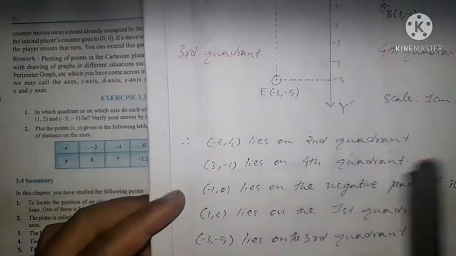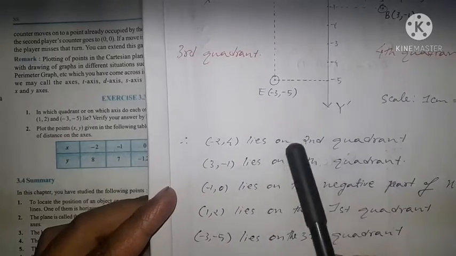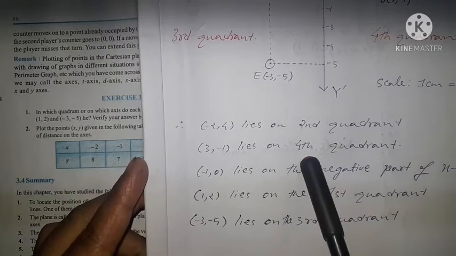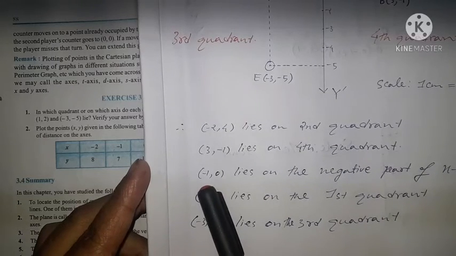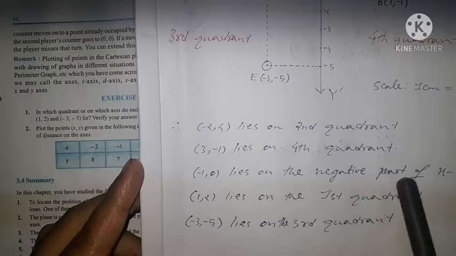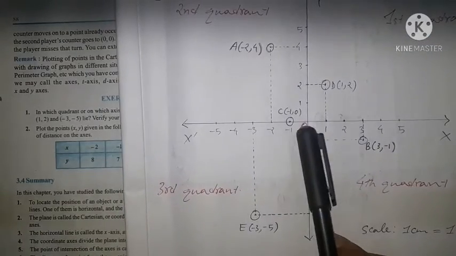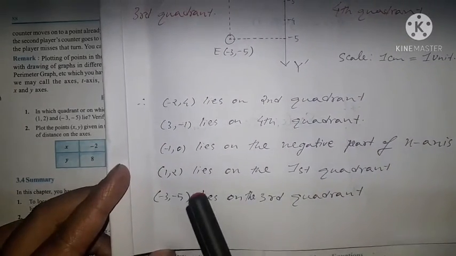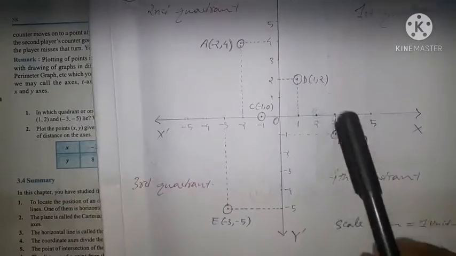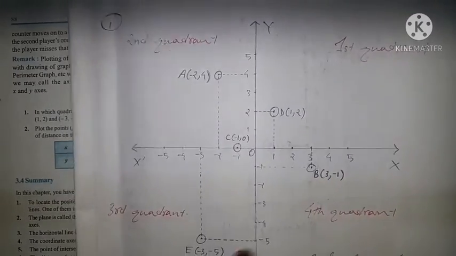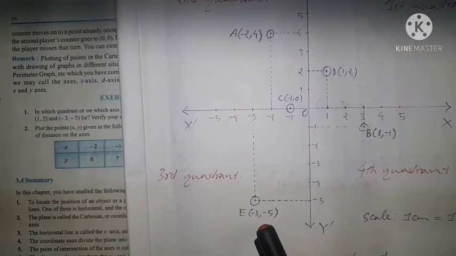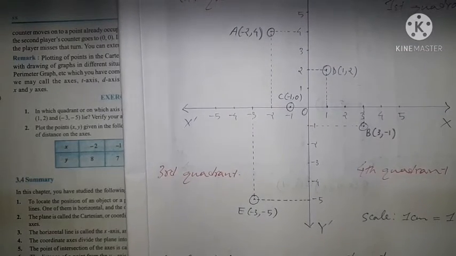Therefore (-2, 4) lies in the second quadrant, (3, -1) lies in the fourth quadrant, and (-1, 0) lies on the negative part of the x-axis, as we have seen. (1, 2) lies in the first quadrant. And (-3, -5) lies in the third quadrant.